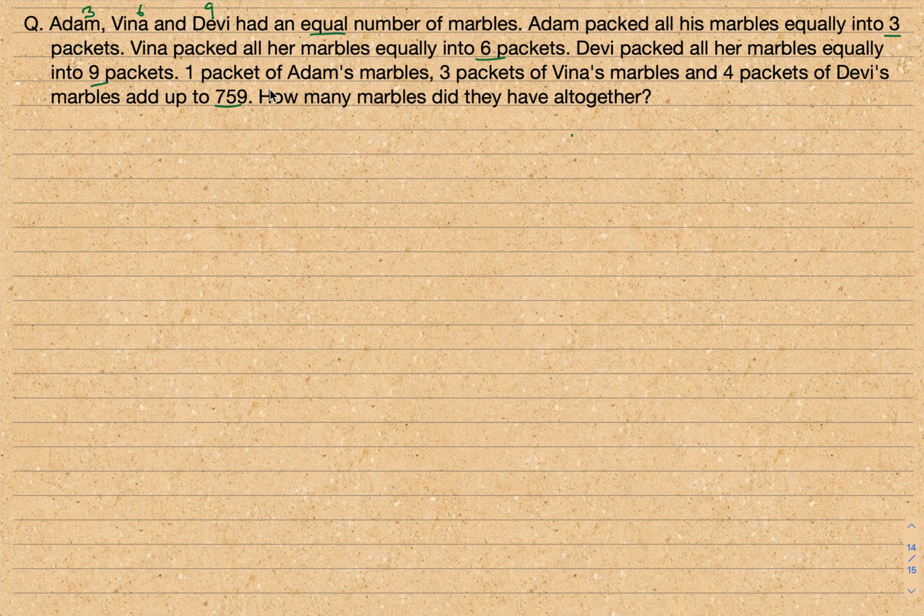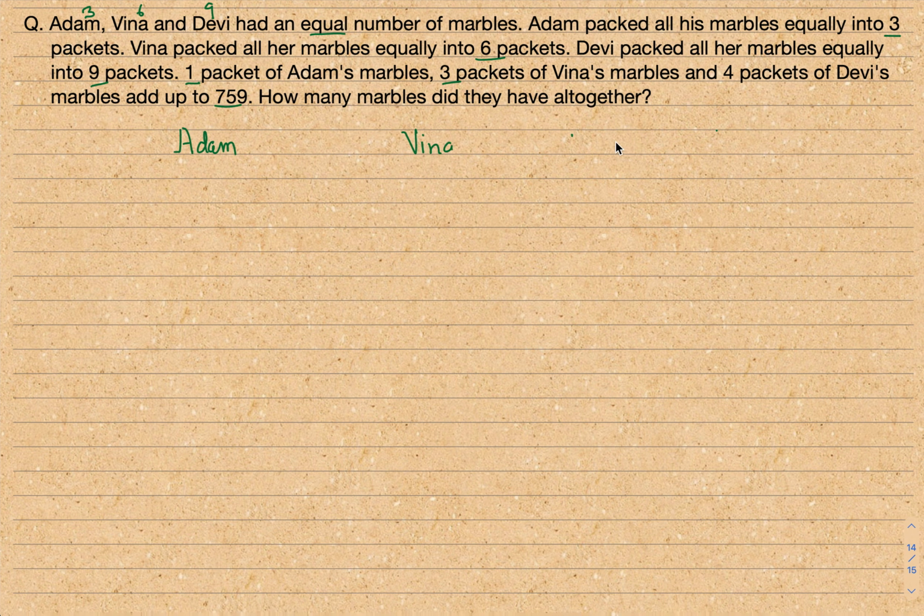Okay, and then we also know that if we count the marbles of 1 packet of Adam and 3 packets of Veena and 4 packets of Devi, they add up to 759 marbles. And we have to find out how many marbles they had altogether, meaning Adam, Veena and Devi together. So the information we have here is that all 3 had the same number of marbles. So let's try to visualize it a bit.